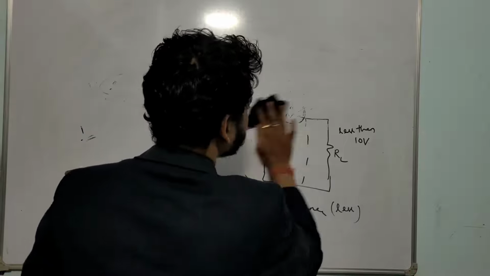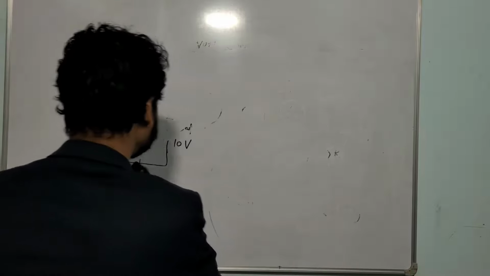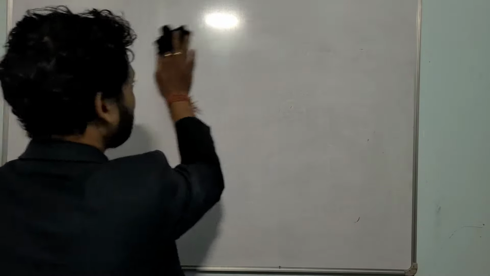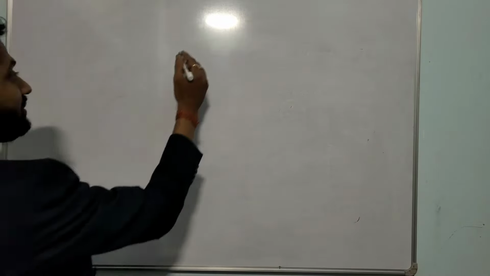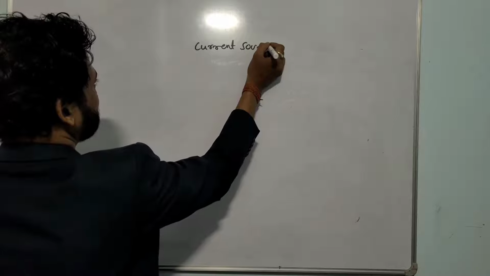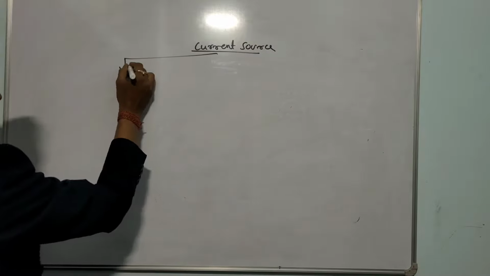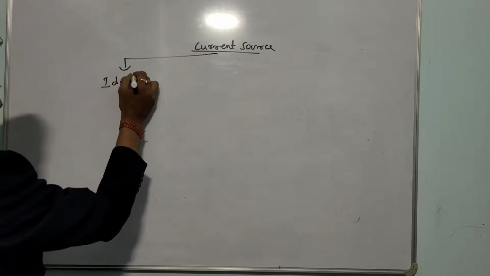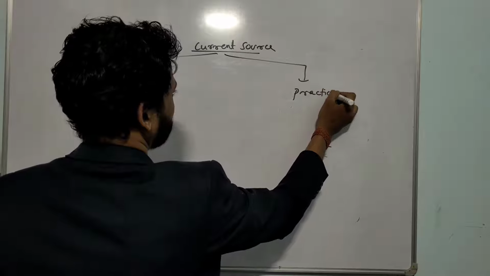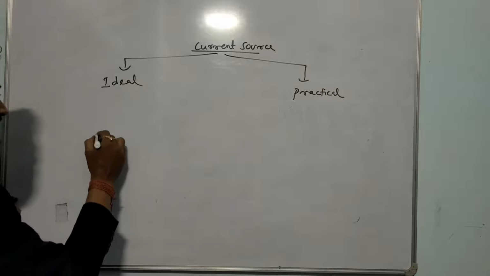So next is current source. Current sources are of two types: ideal current source and practical current source. आइडियल करंट सोर्स क्या है?